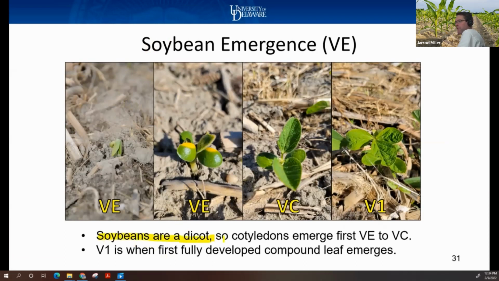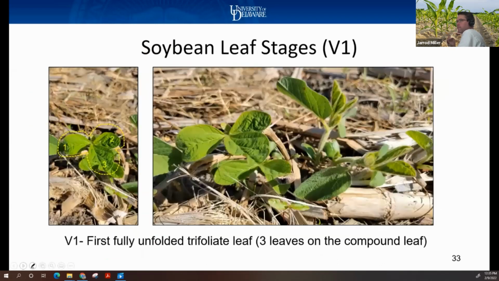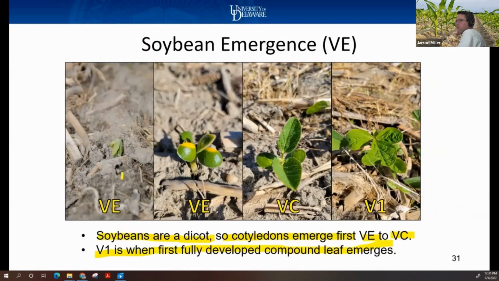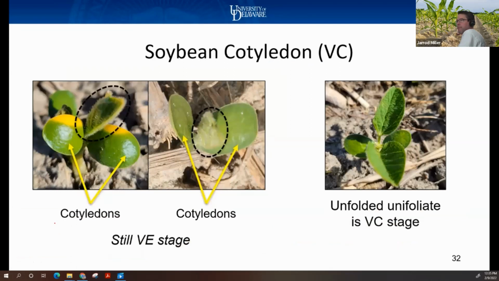Again, soybeans are a dicot, so the cotyledons emerge first. That's your VE and VC. V1 is when your first fully developed compound leaf emerges. And I think I go into much more detail, so this will make sense in a second. But you can see this emergent stage, you got VE, VC, V1. And that's something that corn didn't have. It didn't have this VC or cotyledon stage. It had emergence, and it goes straight to V1. But soybeans are a little different in how they've described them.